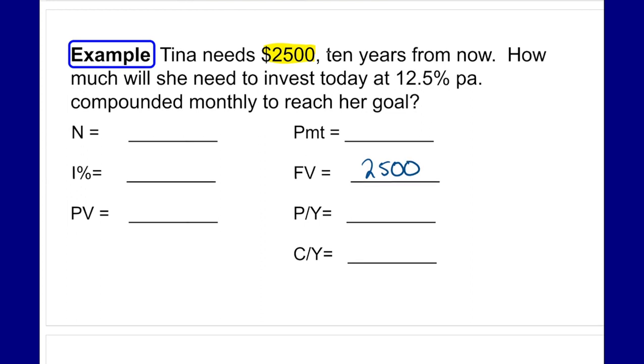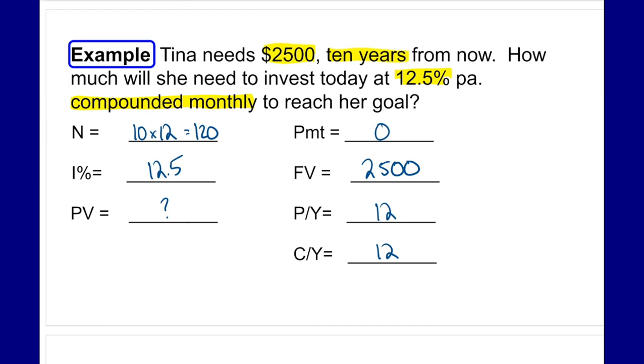10 years from now, so the 10 years will be important. How much would she need to invest today at 12.5%? So I is 12.5, compounded monthly, to reach her goal. So CY is 12, PY we can put 12 down, PMT is 0, PV we don't know, so we're going to leave it. And N is 10 years multiplied by 12 months equals 120.